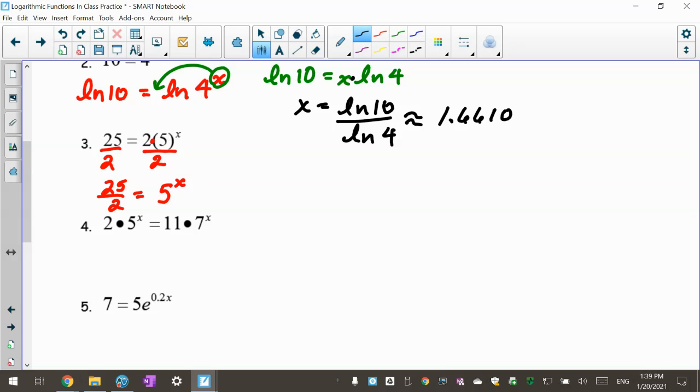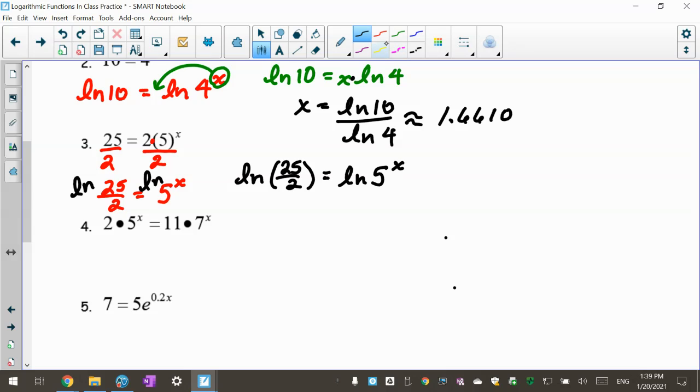Now I see there's no more normal math to do, if you will, and I'm going to start logging this to undo this because the x is up high, it's exponential. So I'm going to natural log this side, natural log this side. Once I do that, I have the natural log of 25 over 2, and I leave it that way. Don't mess around with it. I don't want you to use decimals, equals the natural log of 5 to the x.